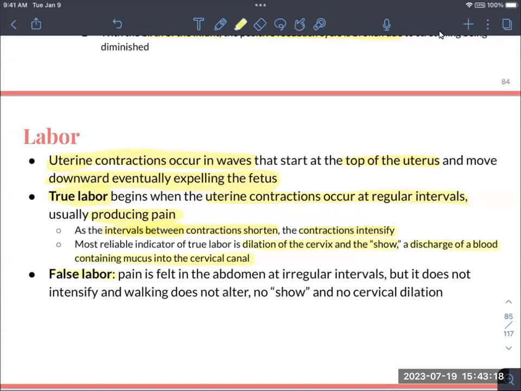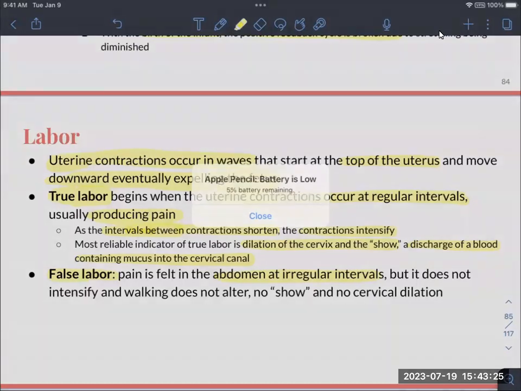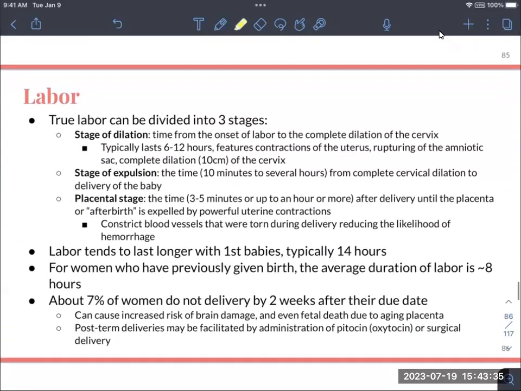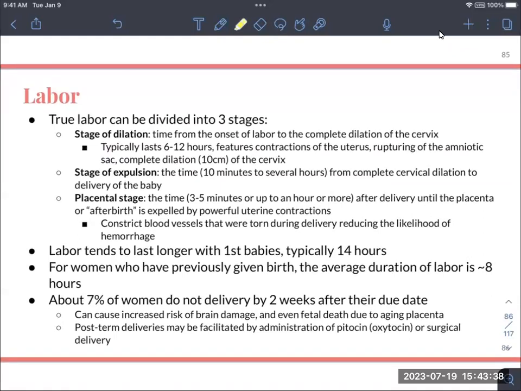False labor, pain is felt at irregular intervals. It does not intensify, and walking doesn't alter it. There's no show and there's no dilation. So we have 3 stages of this true labor. Stage of dilation, it's 6 to 12 hours. And this is from that onset of labor till that cervix is dilated to 10 centimeters.